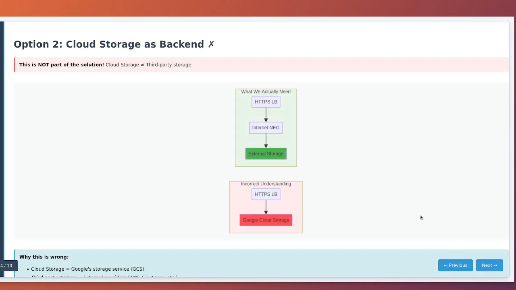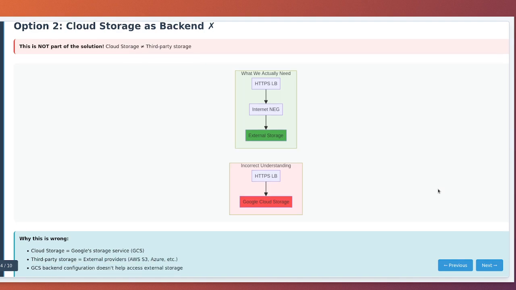Analyzing option 2. Option 2 suggests configure the external HTTPS with cloud storage as a backend. This is where things get interesting, and this is actually our incorrect answer. The key misunderstanding here is that cloud storage refers to Google Cloud Storage, not the third-party storage mentioned in the question. We're trying to access external third-party storage, not GCS.